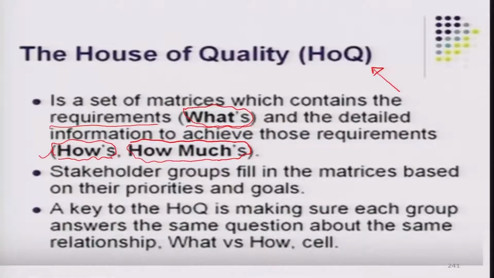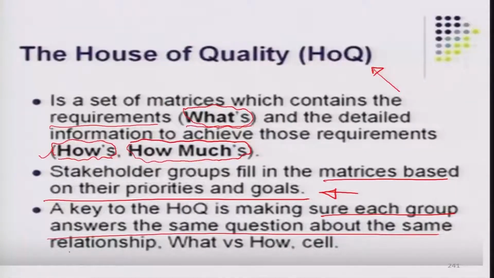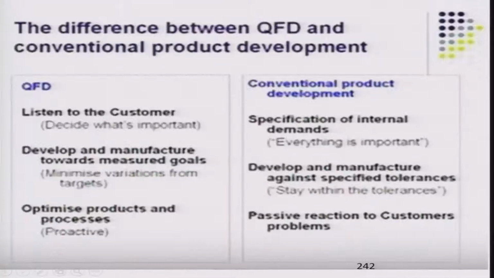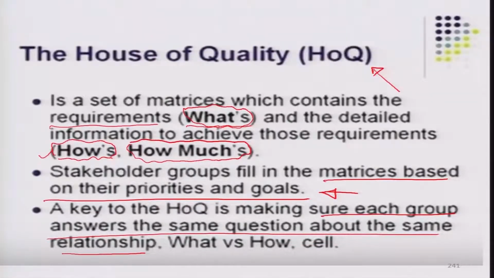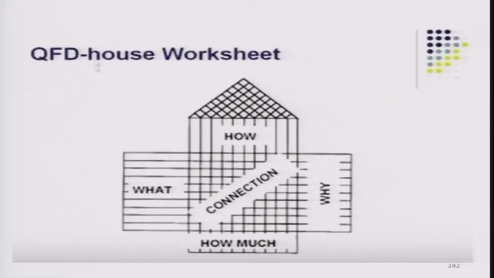The stakeholder groups fill in the matrices based on their priorities and goals, and a key to this House of Quality is making sure that each group answers the same questions about the same relationships. The what versus how cells are typically represented as shown here. Okay, so you have a how segment here. How do you achieve? What do you want to achieve? How much do you want to achieve? What do you want to achieve? And why do you want to achieve?